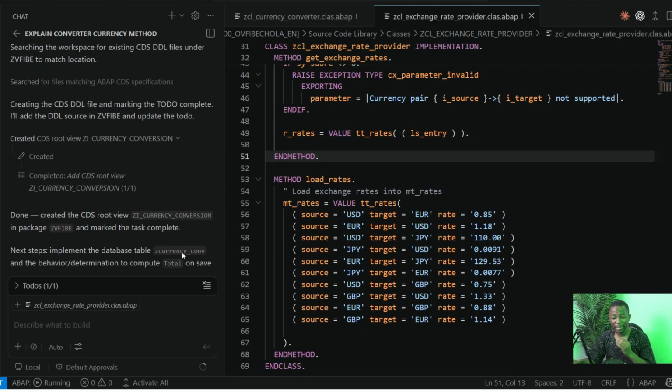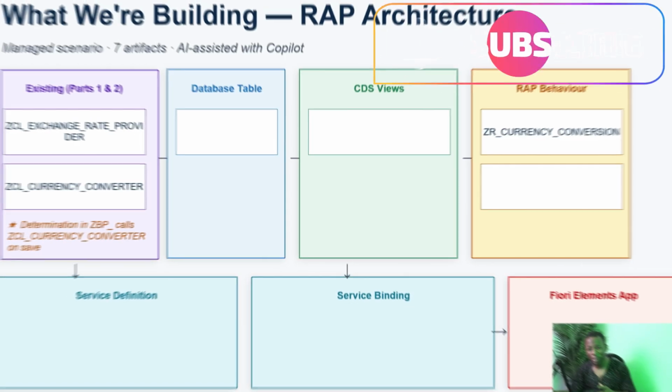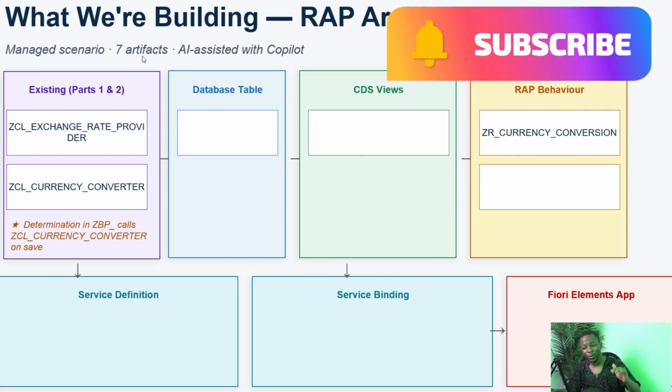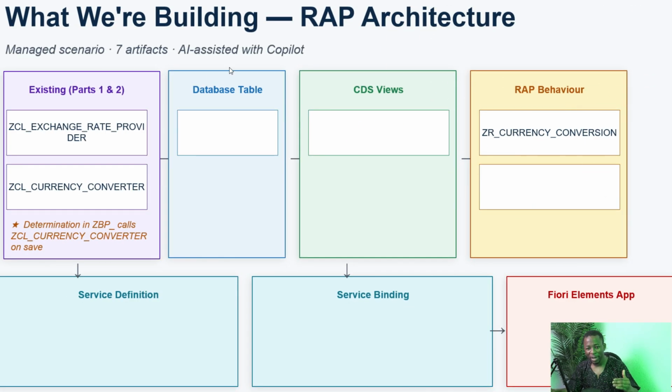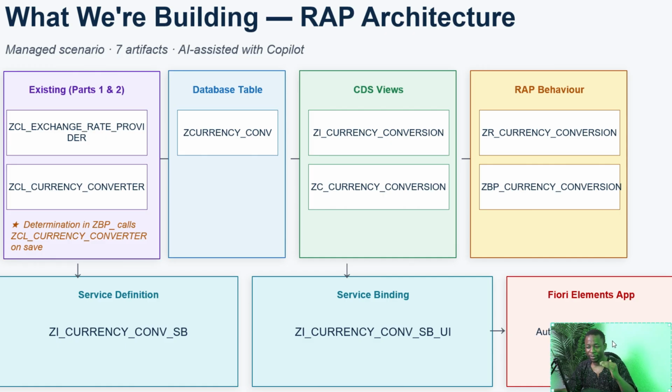All right, so it has created the view, but I'm going to show you the rest of the artifact creation and the Fiori demo in the upcoming video. Ensure you subscribe to this channel. And of course, what you are building so far, we are going through the wrap architecture. We already have these two classes created. We already created this database table. These CDS views also have been created, and subsequently we're going to do the wrap behavior, the service definition, the service binding, and then we look at Fiori elements application.